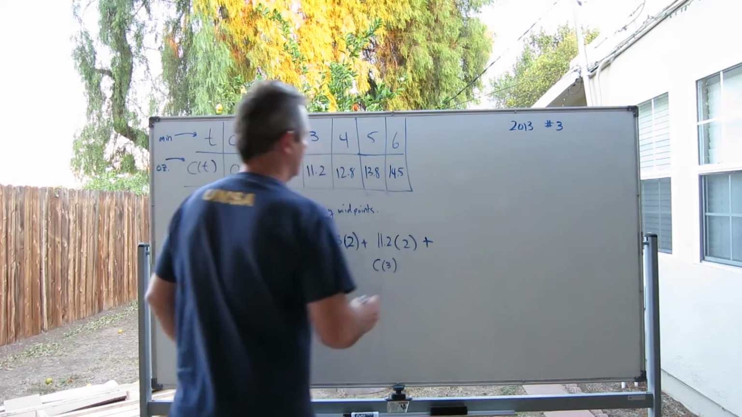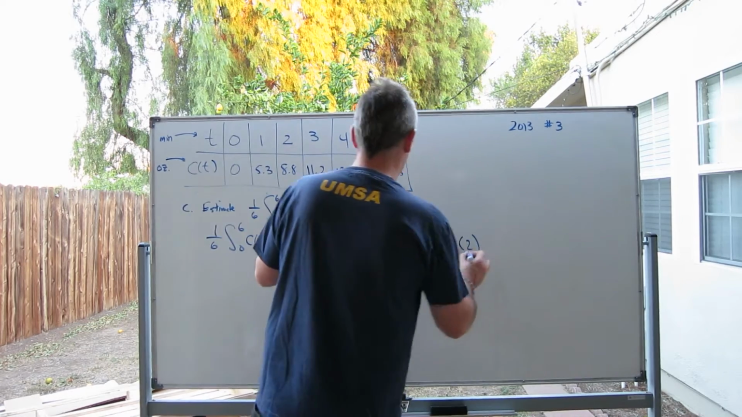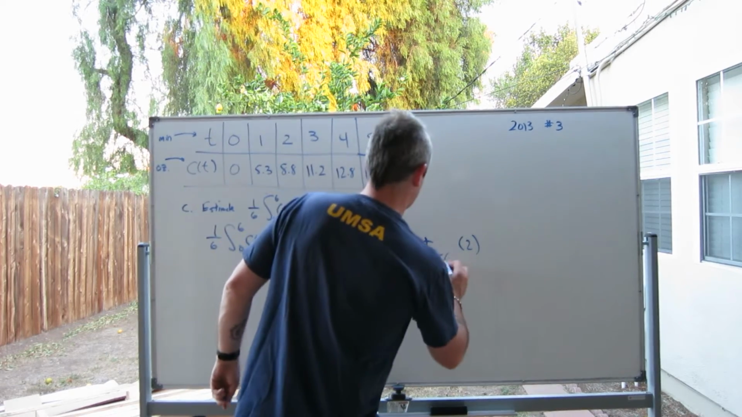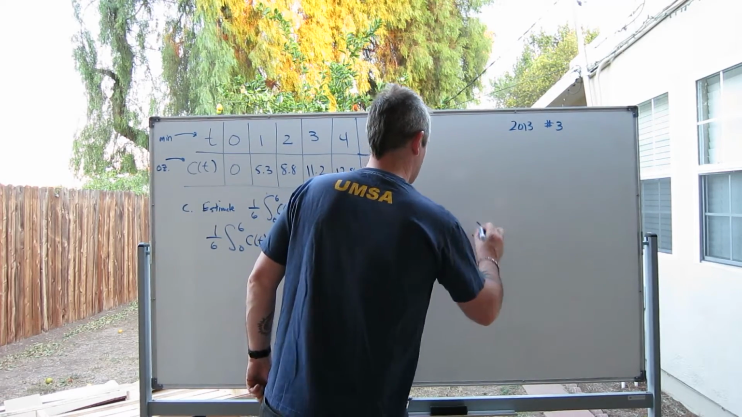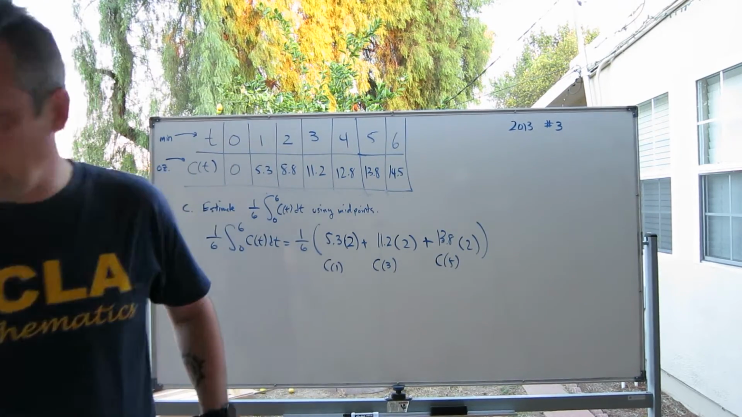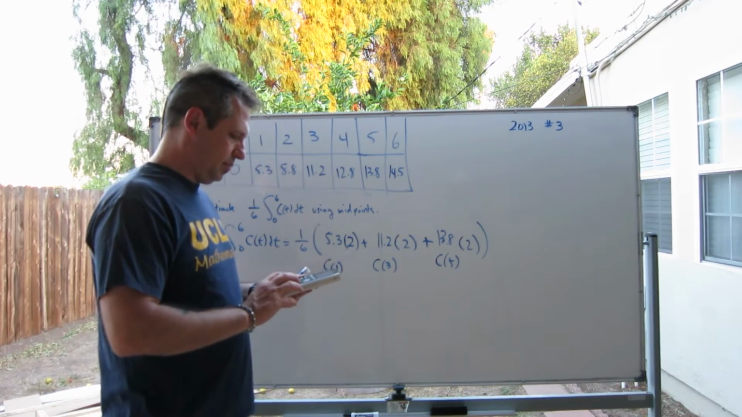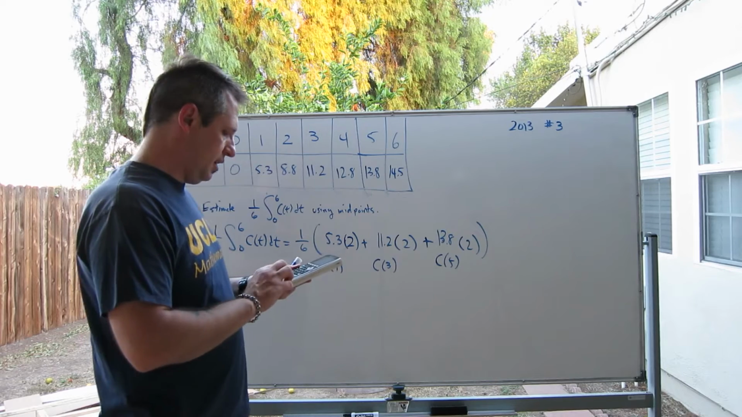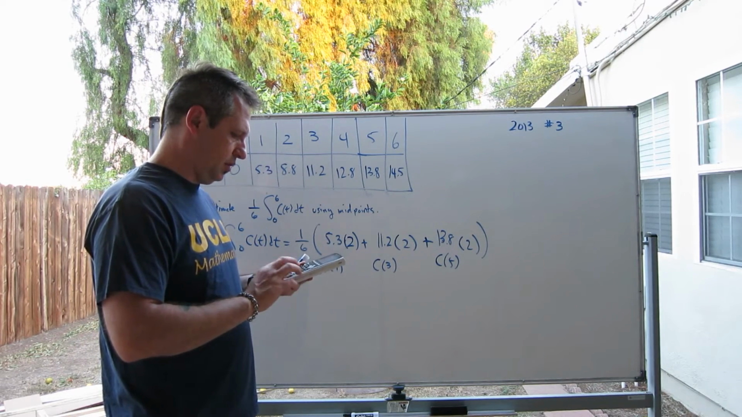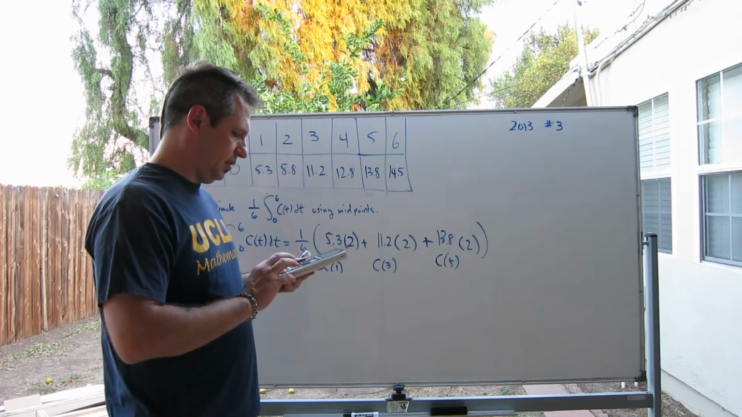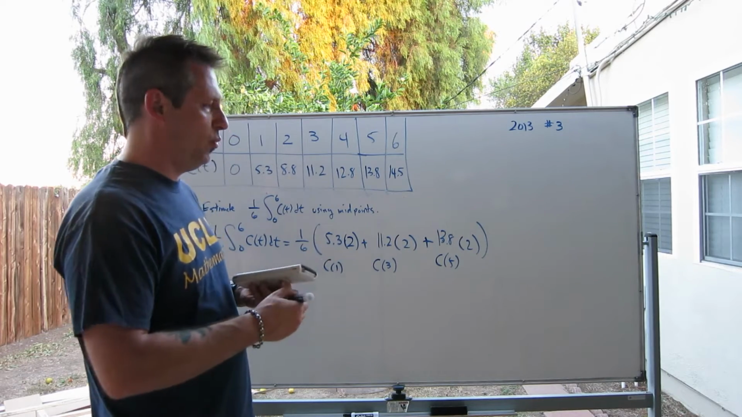Plus our third rectangle is the one that goes from 4 to 6, which again has a width of 2. This time it has a height of c of 5, which happens to be 13.8. So I'm going to get out my calculator and quickly estimate all of this. So I have 1 divided by 6 times the quantity, 5.3 times 2, plus 11.2 times 2, plus 13.8 times 2. And this comes out to be 10.1.